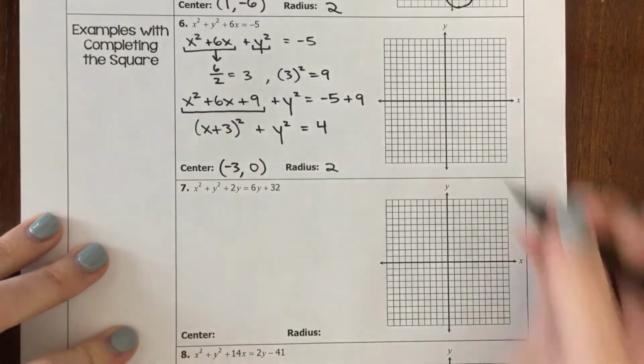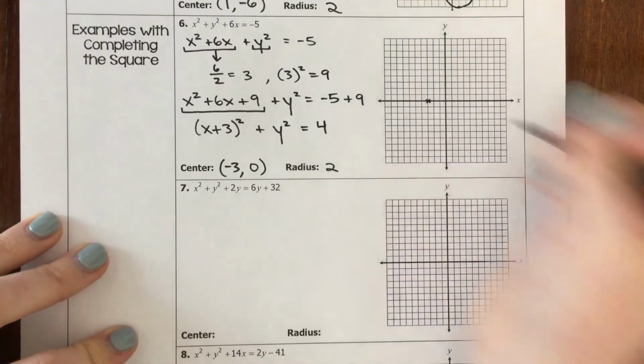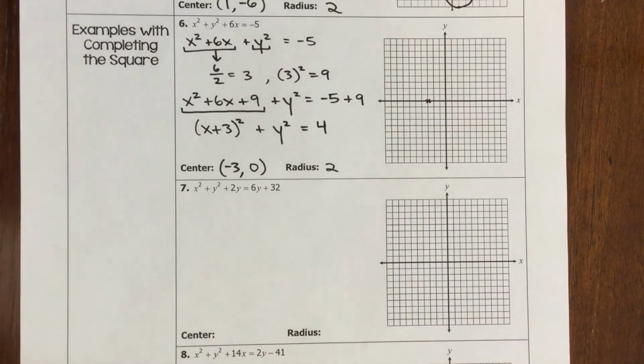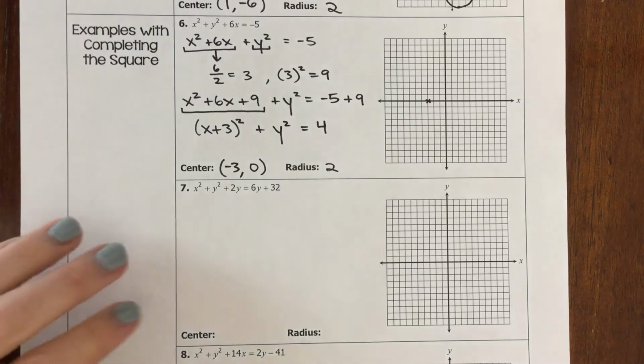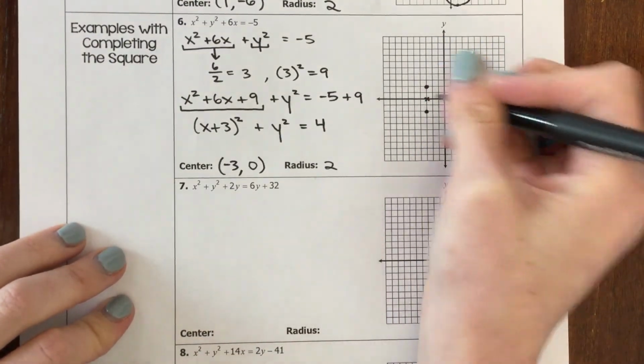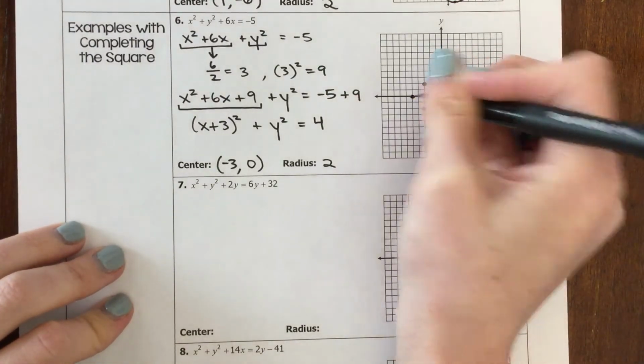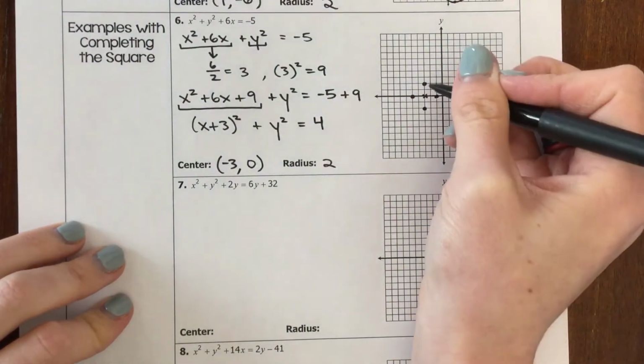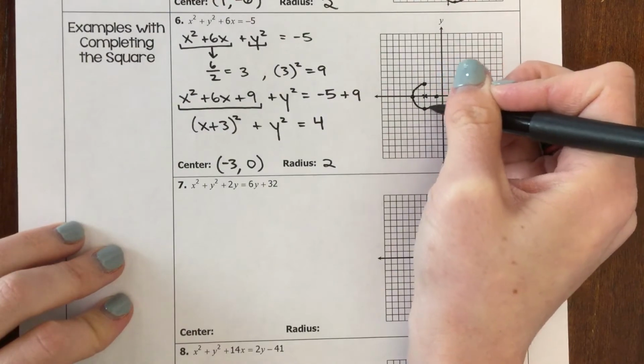So let's go ahead and plot. Negative 3, 0, just make a little mark there on the x-axis, and then we are going 2 units in both directions, or all 4 directions. 2 units up and down, then back to the center, 2 units left and right. 4 points, we just connect the dots.